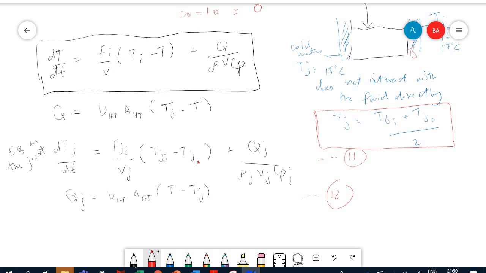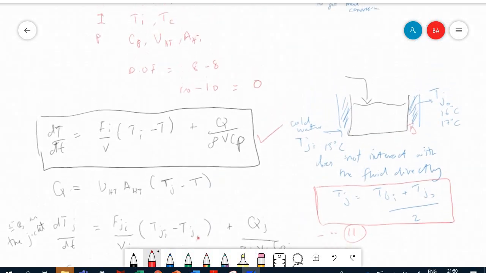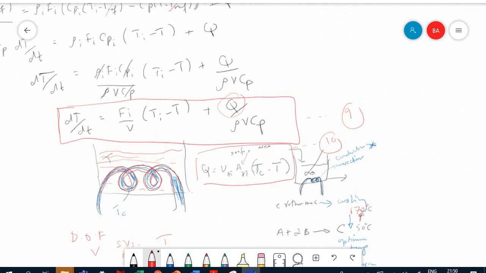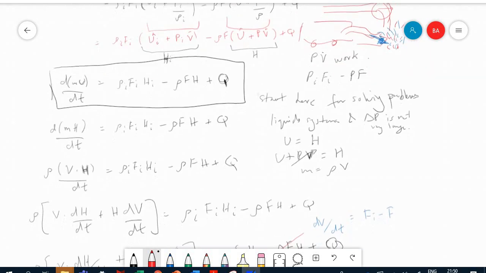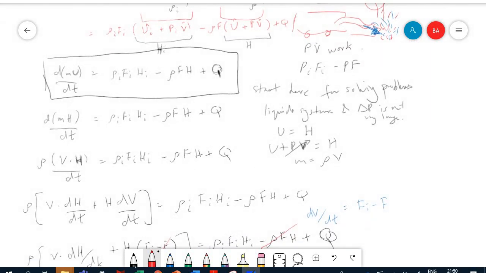So this is how the temperature changes with time. It is a very beautiful equation, and you can start from the equation where we say that dU by dt is equal to rho n Fn Hn minus rho F H plus Q. Because it's liquid and delta P is not too large, which is usually the case for all our CSTR processes, this U becomes H and so on.